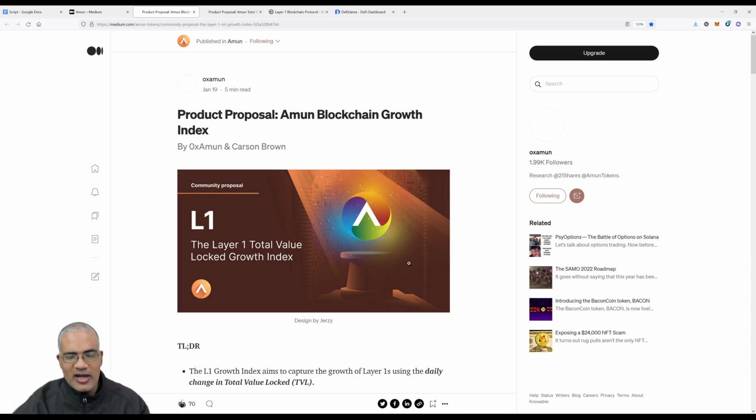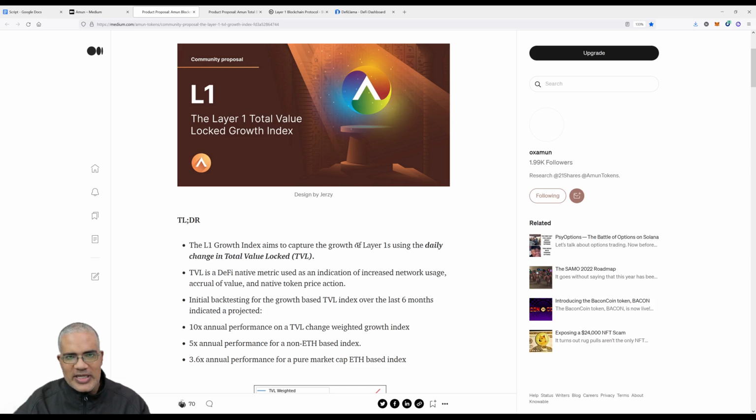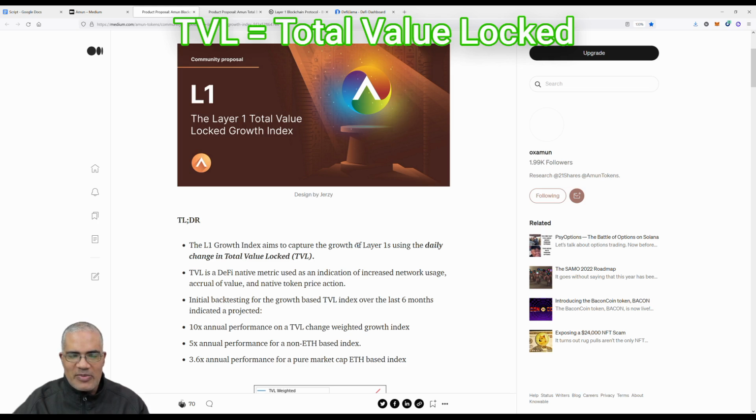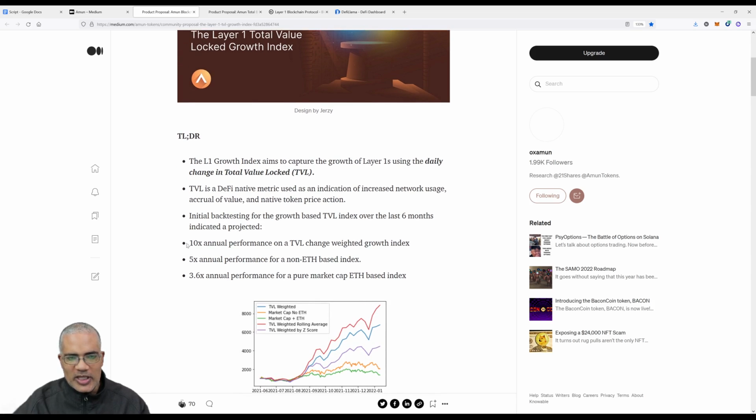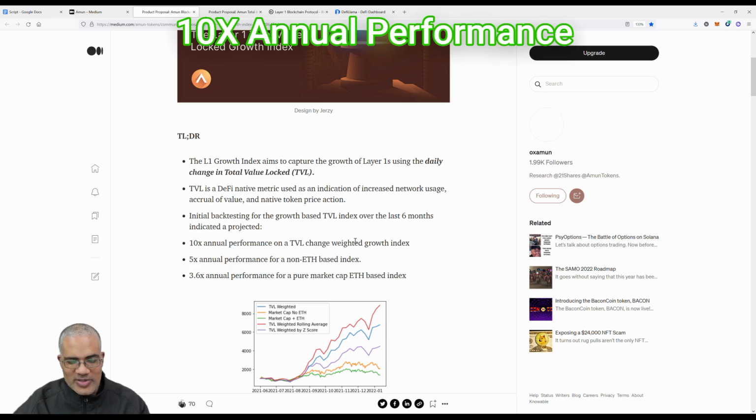Now, all these articles are fairly lengthy. They're definitely written for people whose first language is English, and a lot of you, your first language is not English. Let's go down and have a look. So it captures the daily growth in TVL. TVL is total value locked. Another way to think about TVL is the money in a particular ecosystem. And now if you look here, one of the highlights of why it's good is that when they did backtesting for 6 months, they showed that the way they constructed the index had a 10x performance. So 10x is pretty good. Who wouldn't be happy with 10x?